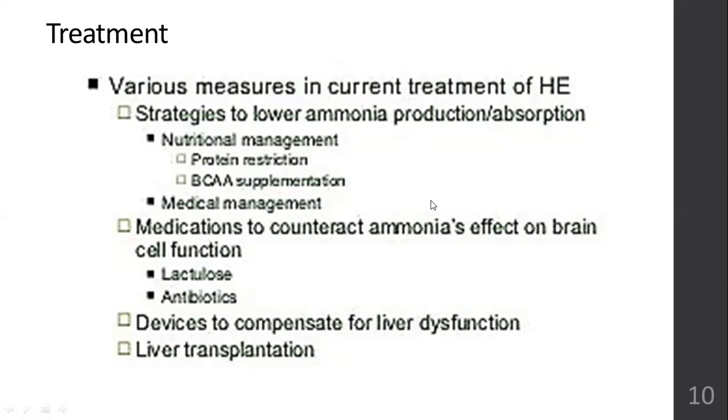Some devices can compensate for liver dysfunction, like the patient can be put on dialysis also. Liver transplantation, if it is a critical care case, liver transplantation will be required.